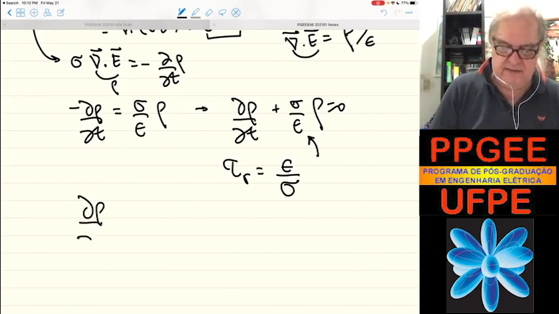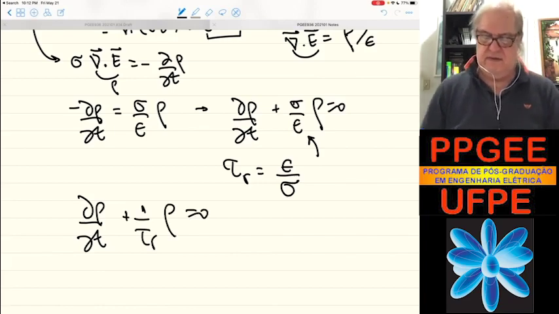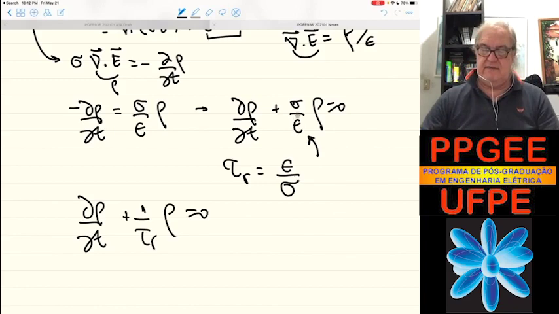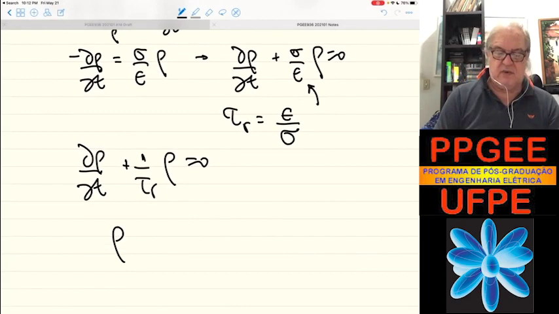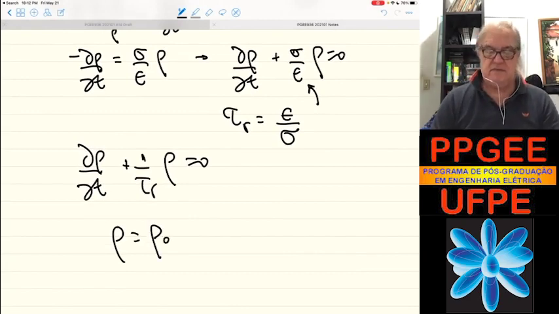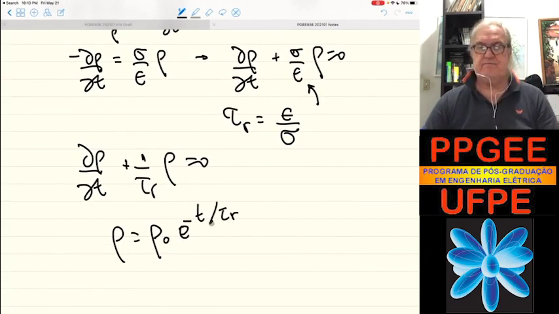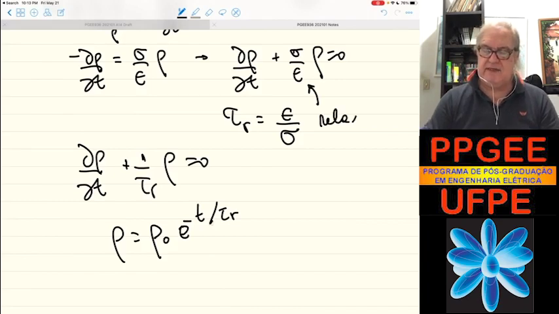So I have d rho/dt plus 1 over tau r times rho equals 0. We just replaced sigma over epsilon by 1 over tau r. You can notice that this corrects the dimension here, right? Rho divided by time, rho divided by time. The solution of this equation is rho equals the initial value times exponential of minus t over tau r, okay? So this is called the relaxation time.